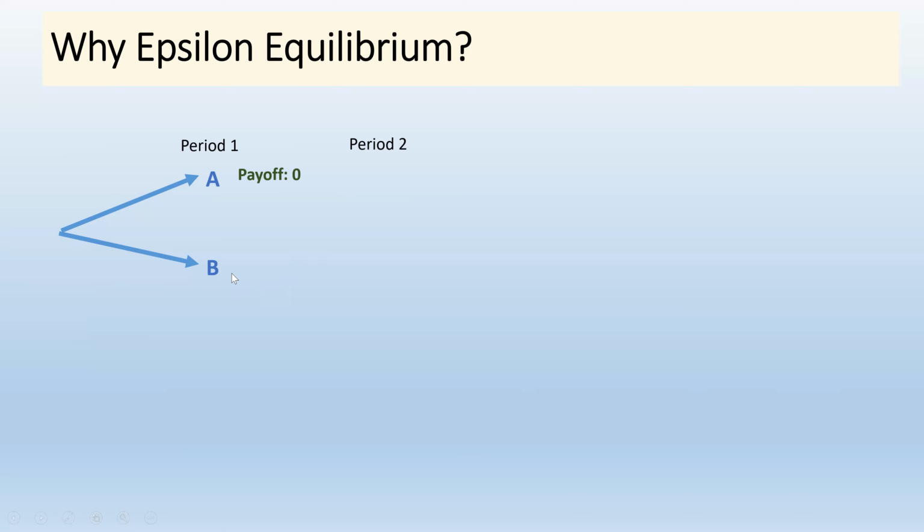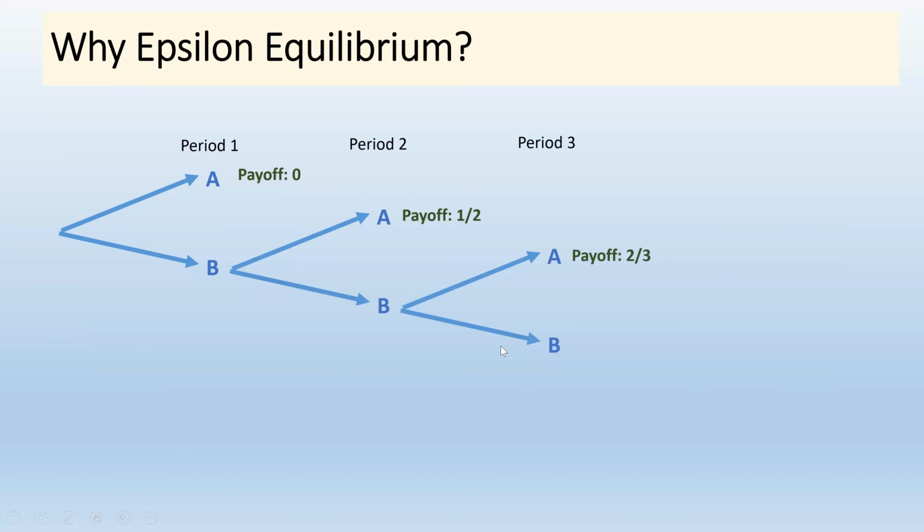And if he chooses B, then we move forward to period 2. In period 2, again, he gets to choose between action A and action B. If he chooses A in period 2, he gets a payoff of half. And if he chooses B, then the game goes on. Period 3 is again between A and B. If he chooses A, then he gets a payoff of 2/3. And if he chooses B, then the game goes on. And I think by now you understand it. The payoff depends on the first time that you choose action A after some finite stream of B's.